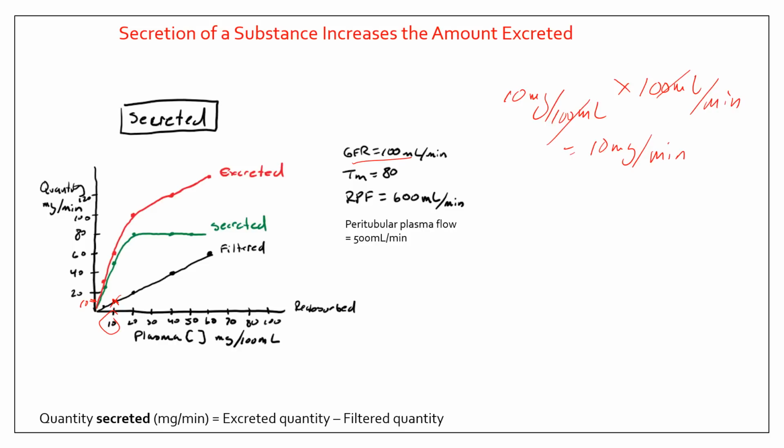So that's how much got filtered, and that substance is not being reabsorbed, so 10 milligrams will definitely end up in the urine and be excreted. But that's not the total amount that's going to be excreted, because we're going to add more, and that's what the secretion is all about.